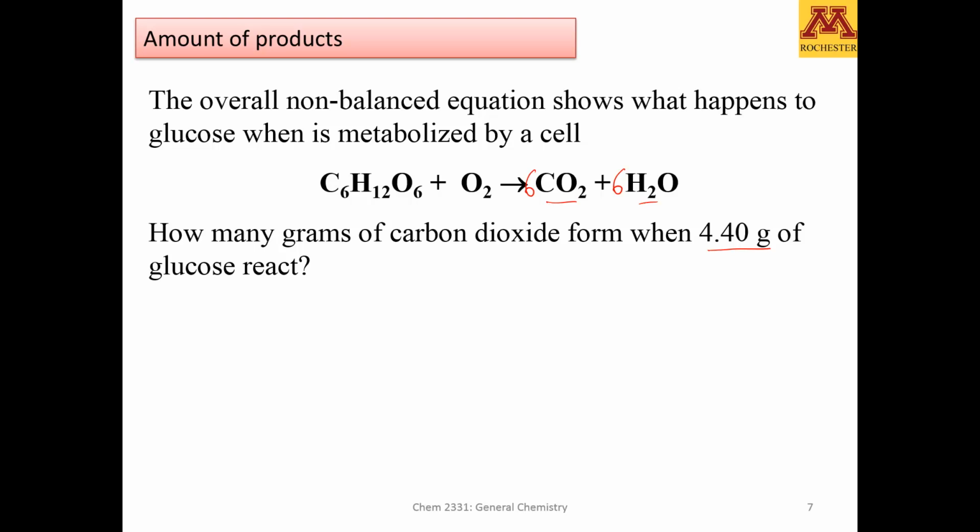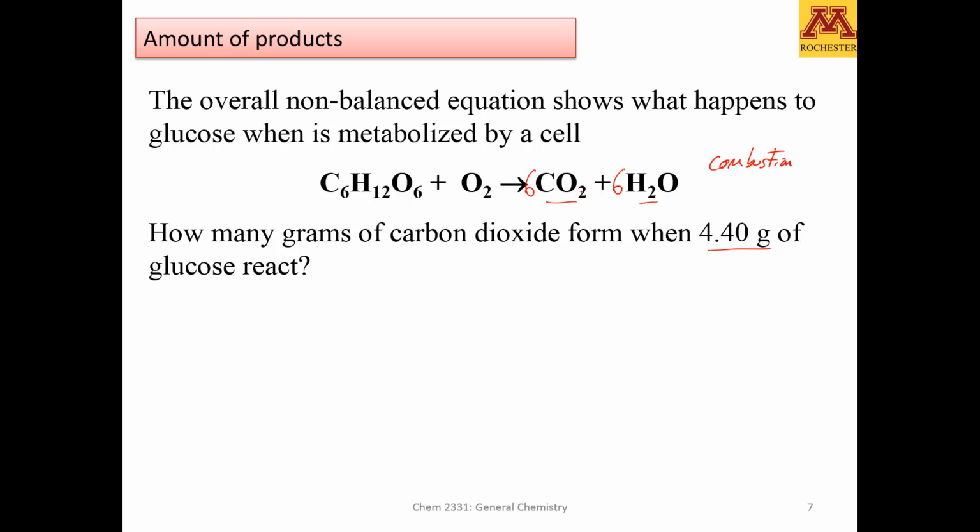This is a typical combustion reaction, which means a reaction with oxygen. You will always leave oxygen for last because it's alone, so it's easier to balance reactions when you balance oxygen last.